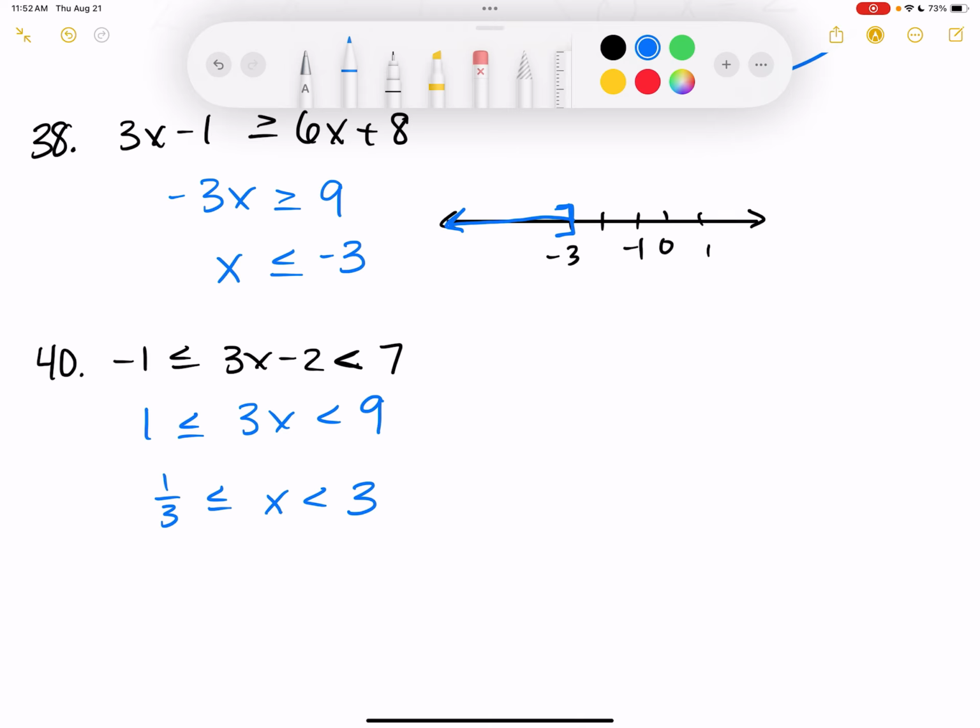So what is this graph going to look like? Is this an and graph or an or graph? It's going to be a bracket at the 1/3 mark, opening which way? Opening to the right. Yep. And then a parenthesis at the 3, facing left. Yep. So this would be an and graph because it's going between, as opposed to an or graph, where they're facing opposite directions.